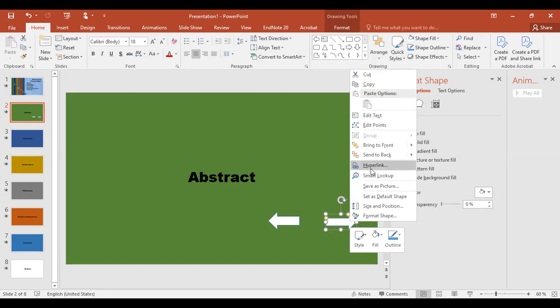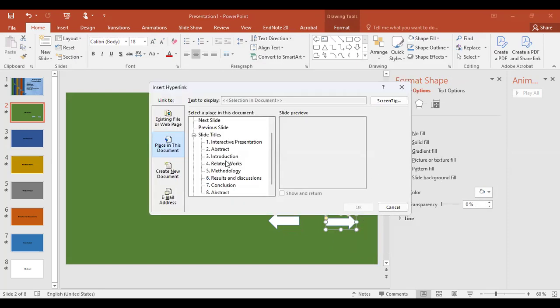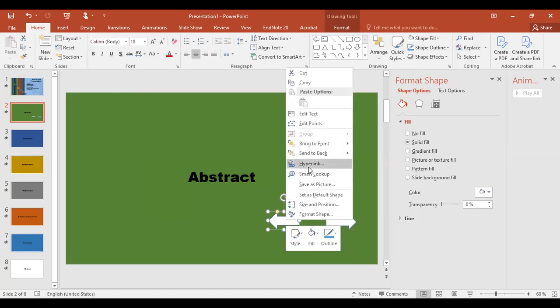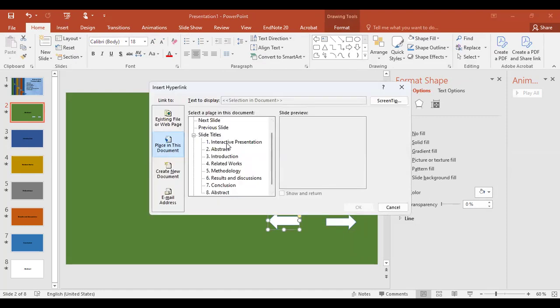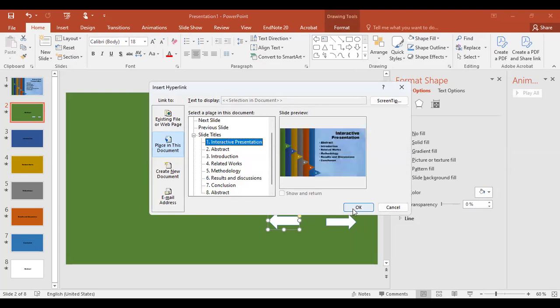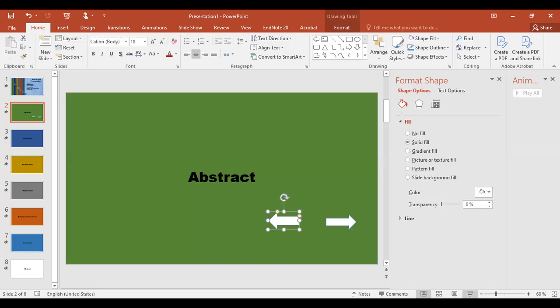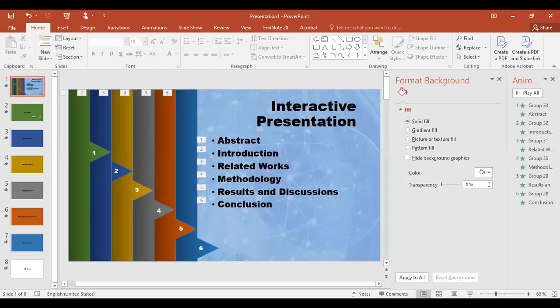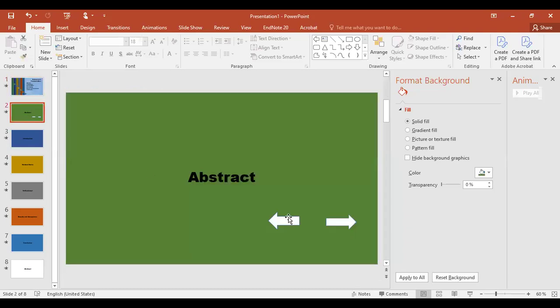I apply hyperlink. After abstract, the next one is introduction. And for this one, if I'm going back from abstract, if I apply hyperlink, we'll just go back to our first slide, which is the interactive presentation. So let's see whether the buttons work. If you go to next, it gives us next. If you click back, it takes us to the first slide. So our hyperlink is working for buttons.